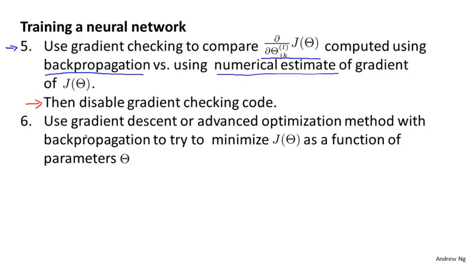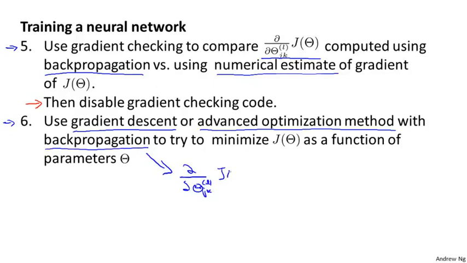And finally, we use an optimization algorithm such as gradient descent or one of the advanced optimization methods such as LBFGS or conjugate gradient, as embodied in fminunc or other optimization methods. We use these together with backpropagation. So backpropagation is the thing that computes these partial derivatives for us. And so we know how to compute the cost function, and we know how to compute the partial derivatives using backpropagation. So we can use one of these optimization methods to try to minimize J of theta as a function of the parameters theta.